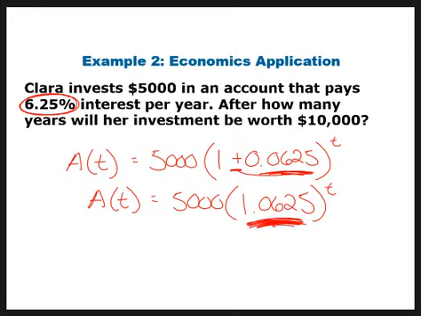So what we would do at this point, if we actually want to figure out when it's going to be equal to $10,000, is go ahead and graph this, because we really haven't talked about algebraic ways to solve for the t up here without graphing.